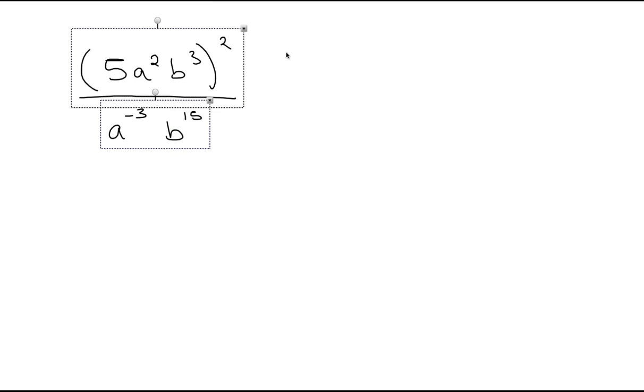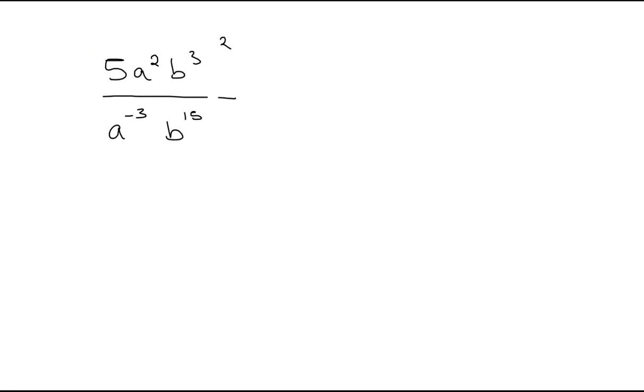All right, so we have the quantity 5a squared, b cubed, all squared, over a to the negative 3rd, b to the 15th in my denominator. Something I want to point out here is notice just the numerator is in parentheses, and then you have a square. So this square only applies to the numerator, not the denominator. If I had rewritten this like this, then that square would apply to everything, right? But the squared here is just with the numerator. So I'm only going to square the numerator.